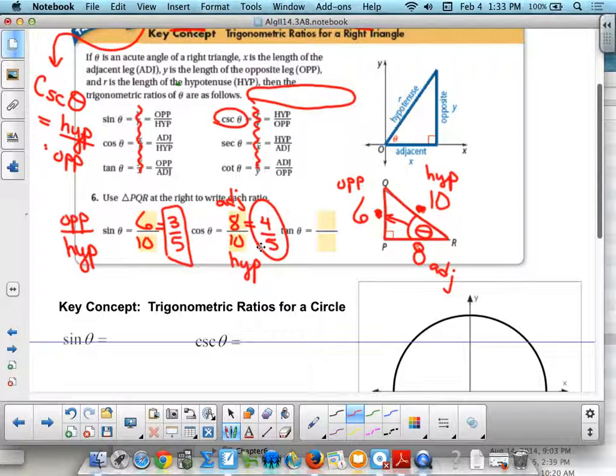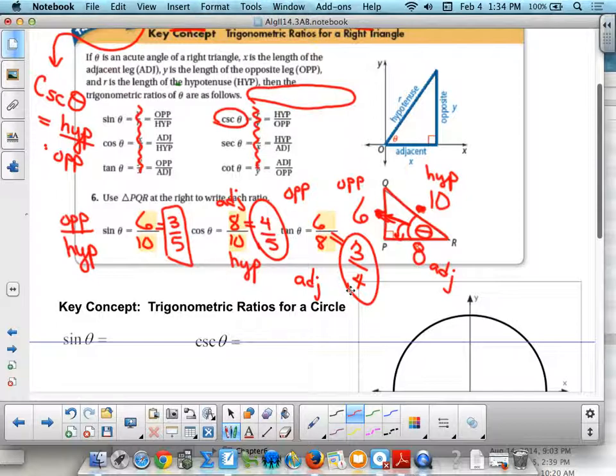Okay. Tangent of theta, Elsa? Opposite over adjacent. Which means take your numbers, what? Opposite 6 over adjacent 8, 6/8, which makes 3/4. Correct? Okay. That's what you're doing today. A lot of that, okay?